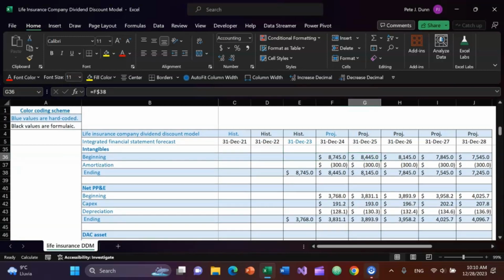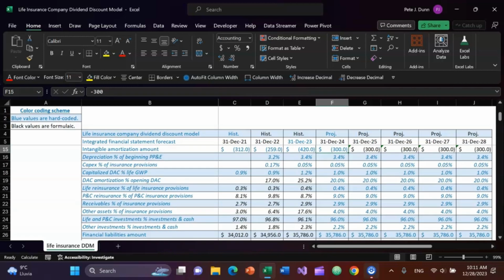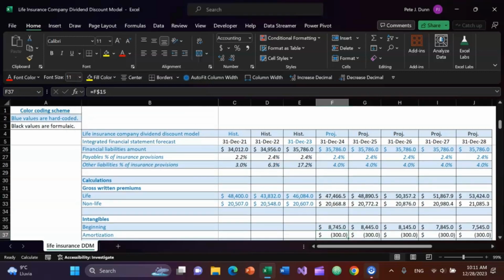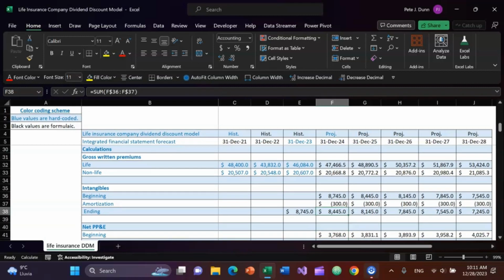And so row 36 is just referencing that. Control left bracket, F5 enter. Then I'm subtracting amortization. Let's go up to row F15 by pressing control left bracket, and you can see I have my intangible amortization amount forecast. That's what that's referencing. Then you sum up rows 36 and 37 to get the ending goodwill and other intangibles.